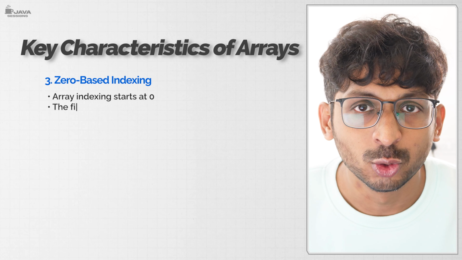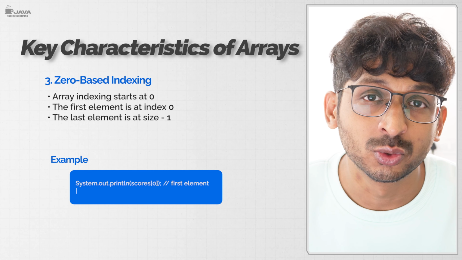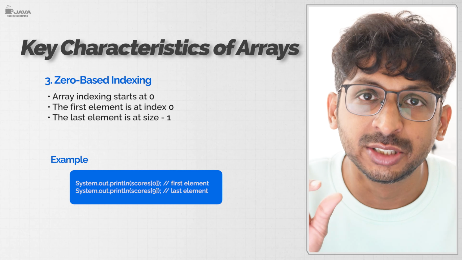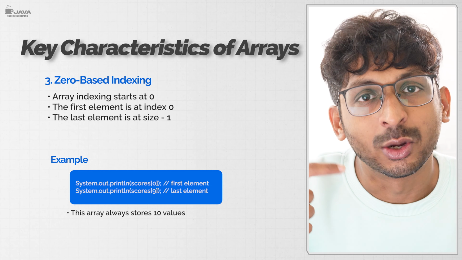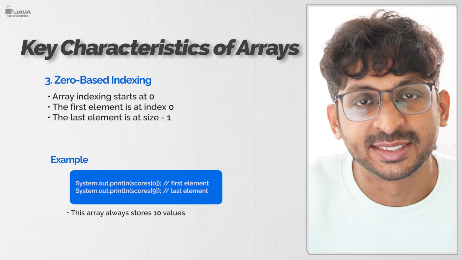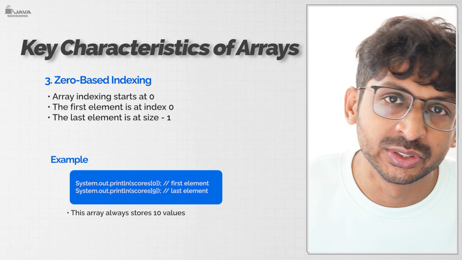The third one is the zero based indexing. The position of the first element of array is always going to start at 0. That is, 0 is the index value of the first element. The second element will be at 1. The third will be at 2. So that is how 0, 1, 2, 3 the indexing works in array.